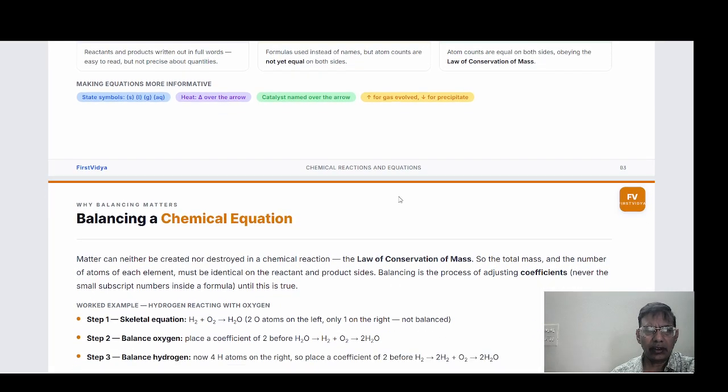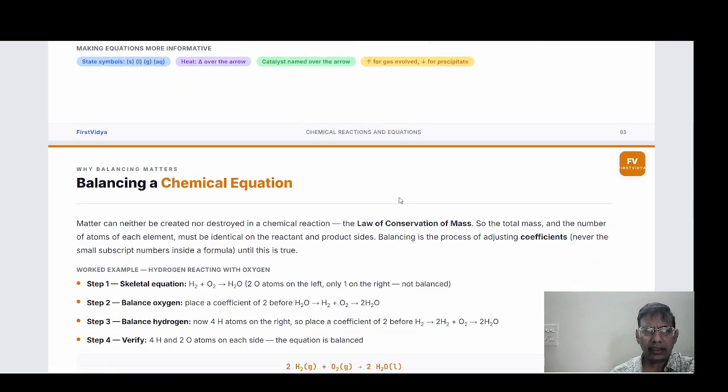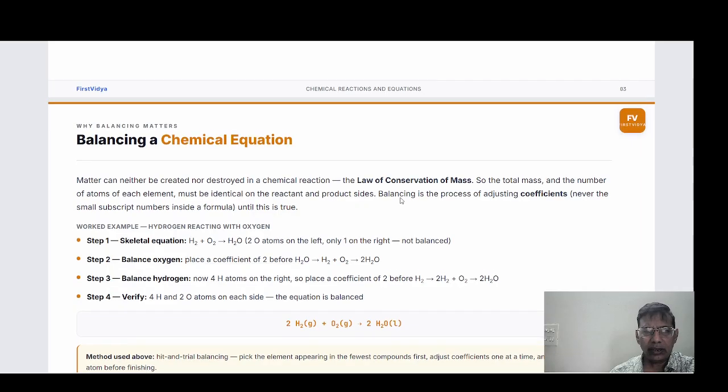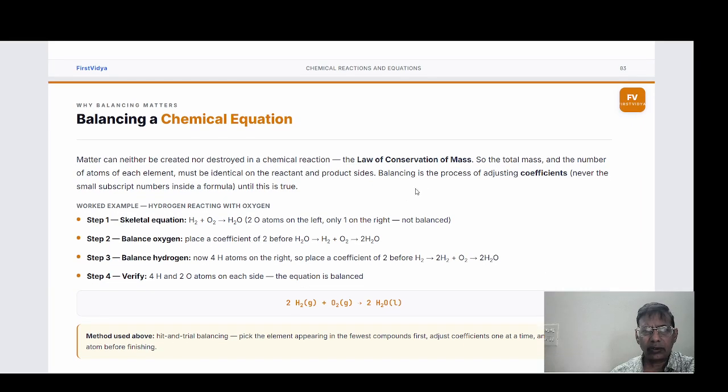Balancing a chemical equation. So how do we balance the chemical equation? Here with the help of an example we can see, because balancing is very important, because it has to follow the law of conservation of mass, right? So how to do it? Let's see with one example, this one. H2 plus O2 gives H2O. So two atoms of oxygen here, and here only one atom.